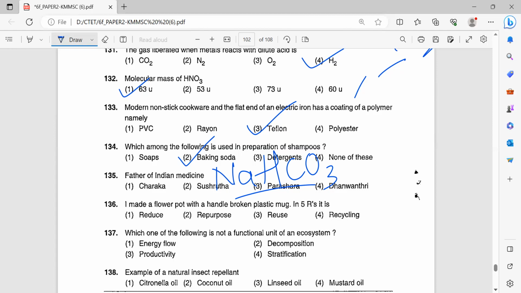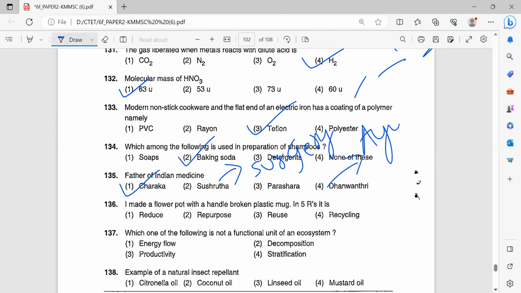Next, father of Indian medicine, right? Father of Indian medicine is Charaka. Charaka is called the father of Indian medicine. Sushruta is the father of surgery. Then Dhanvantari is the father of Ayurveda.